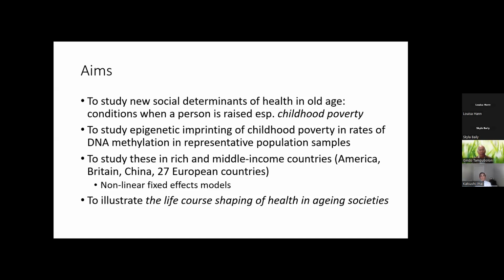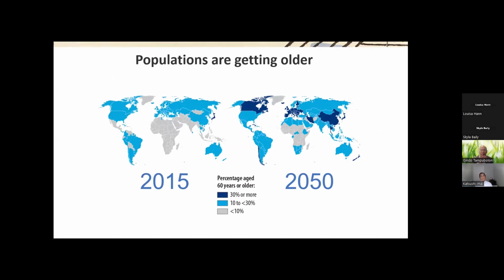The second aim is to study epigenetic imprinting of childhood poverty as measured in rates of DNA methylation in representative population samples. And I want to do these studies in rich and middle-income countries to show that it happens around the world. So I assembled data from America, Britain, China, and 27 European countries. For the econometricians among you, I use nonlinear fixed effects models. I'm not going to spend much time on that, but that's the model that I'm using for this, with some finite mixture corrections. And the last aim is to illustrate the life course shaping of health in aging societies in the North and in the South.